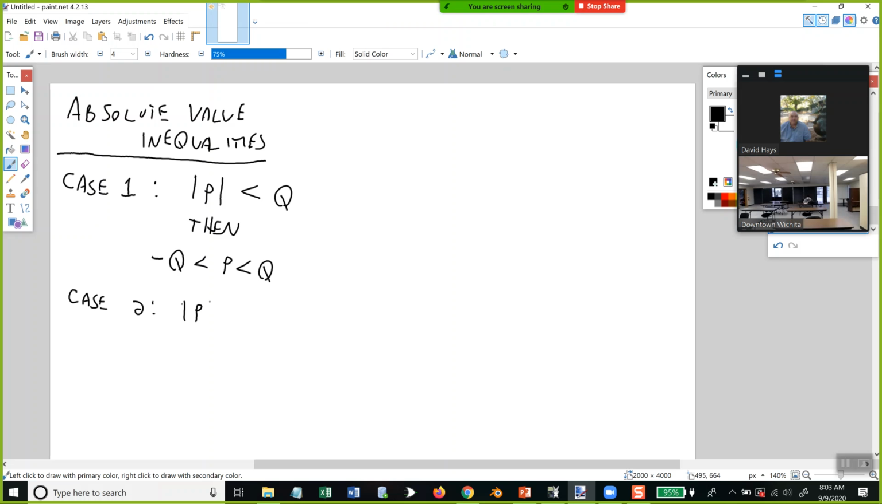Case 2 is where you have the absolute value of something is greater than something else. Then you got p is less than negative q, and there's no or here. P is greater than positive q. Now that or does not mean you can pick one or the other. That entire thing is your formula when working these problems.